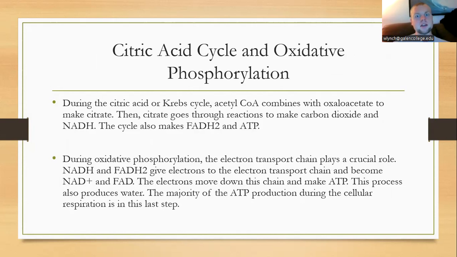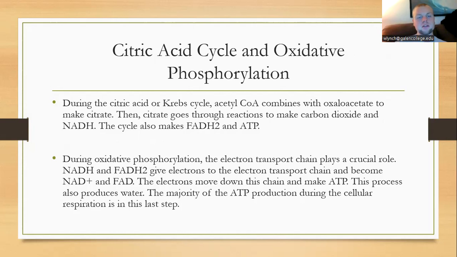After we have made acetyl-CoA, that acetyl-CoA is going to move into what is called the Krebs cycle, or the citric acid cycle. It's going to combine with a leftover substrate known as oxaloacetate, and this makes citrate. Citrate is going to be the product that enters into the cycle, or enters into the steps of the reactions. So through reactions, we have 10 reactions that happen here. It is going to finish up making carbon dioxide and NADH. The cycle is always going to produce FADH2 and ATP as well.